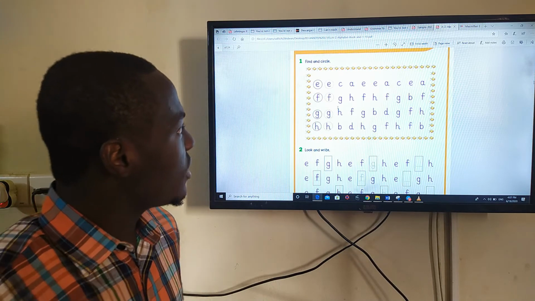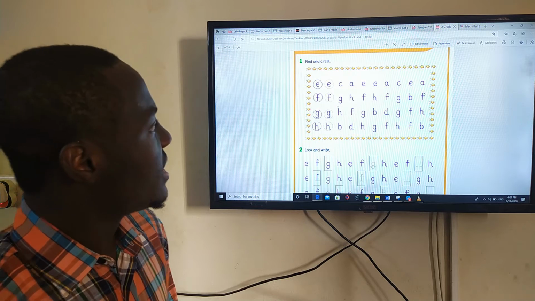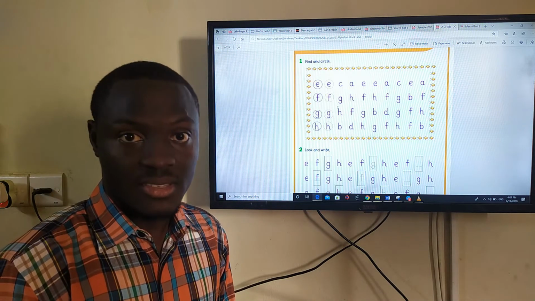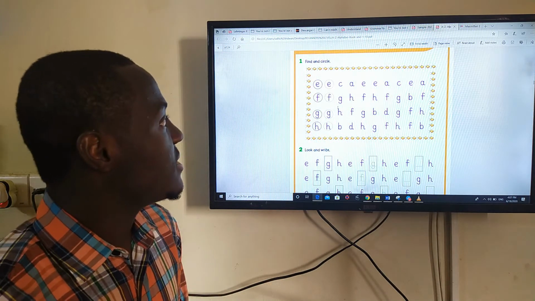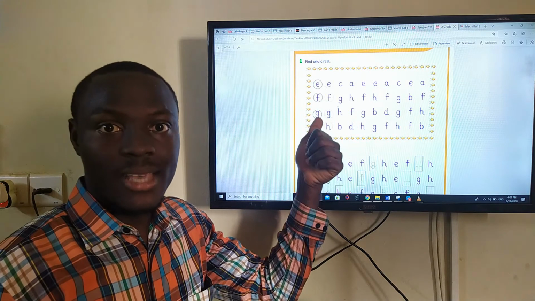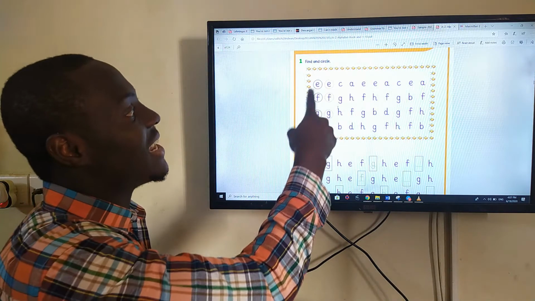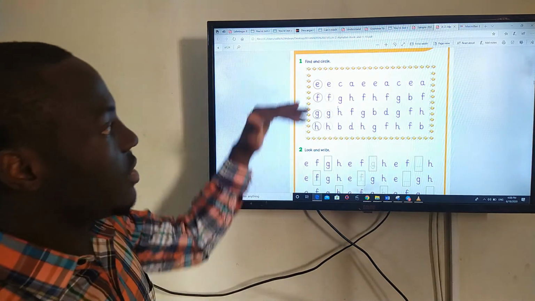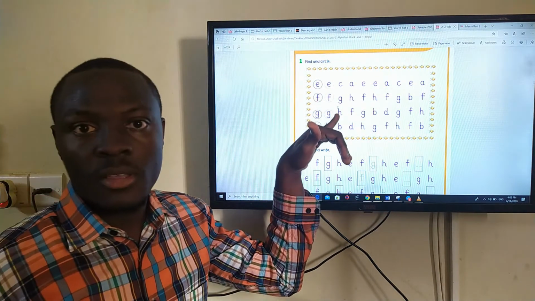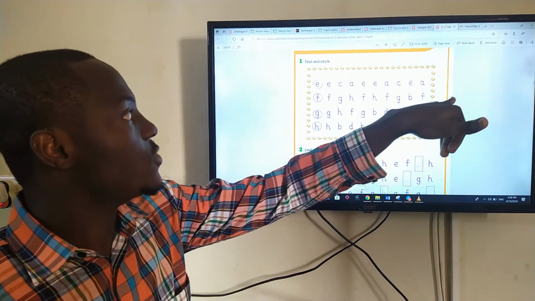Now, when you look carefully, you see that some of these letters are being superimposed with circles. What I mean is, you see that this E is being enveloped by a circle, which means a circle has been drawn around the E. And we also have another circle here. So let's take the first line. We have E, another E, we have C, A, E, E, A, and so on and so forth.